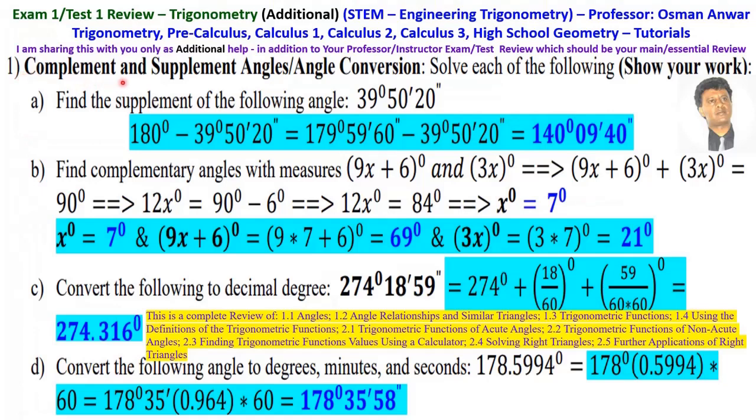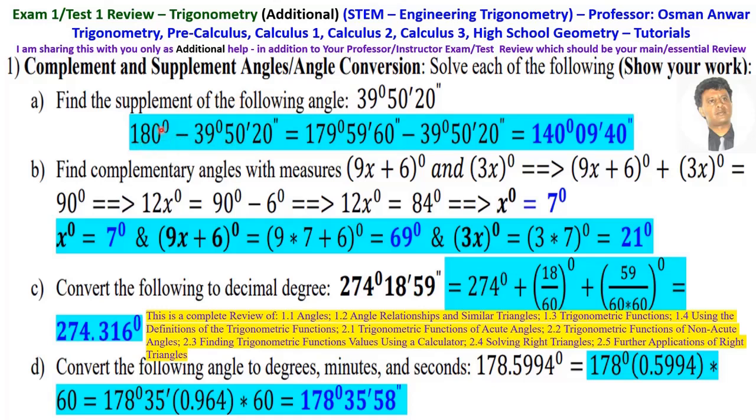Number 1 is complement and supplement angles. A is find supplement of the following angle: 39 degree, 50 minute and 20 second. Two angles are supplement to each other when they add up to 180. So this means to find the other angle that is supplement to this angle, you need to subtract this angle from 180 degree.